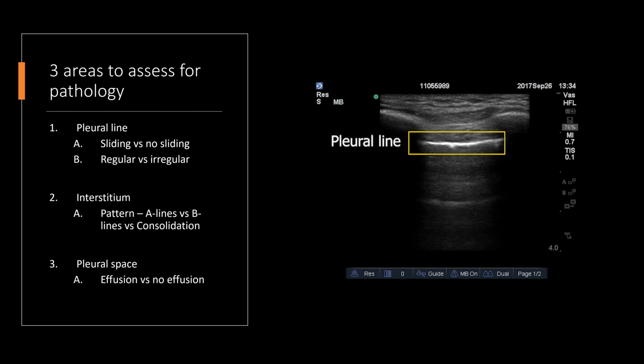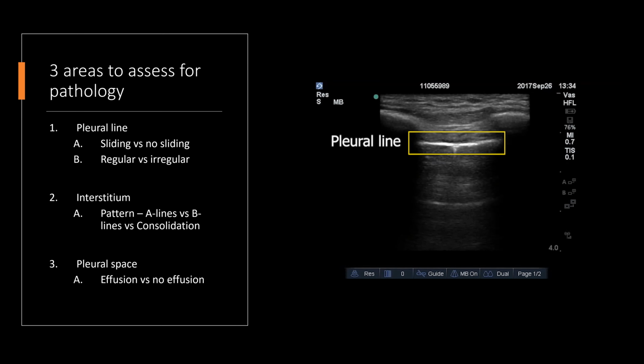In lung POCUS, there are three main areas to be assessed for pathology. The first is the pleural line, as you can see highlighted in the yellow box. When looking at the pleural line, we want to identify one, if there is sliding, and two, whether or not the pleural line looks regular or irregular.